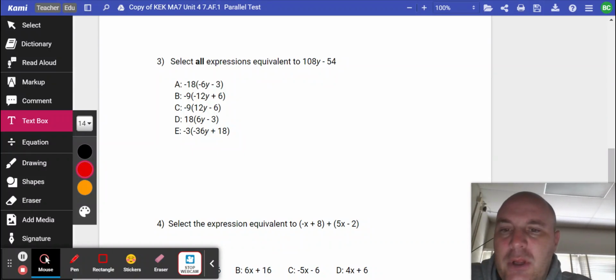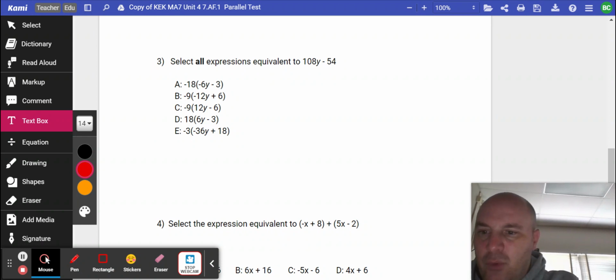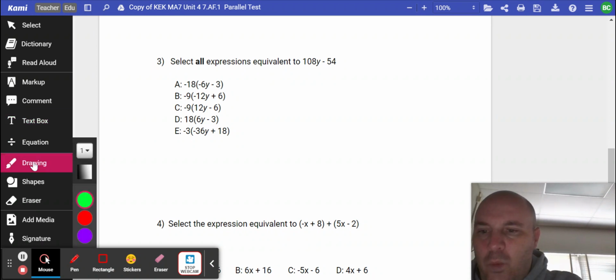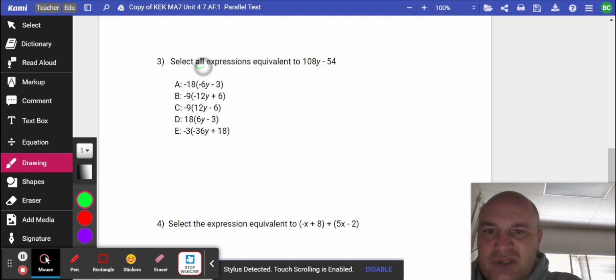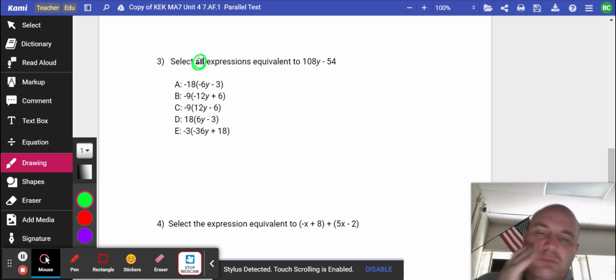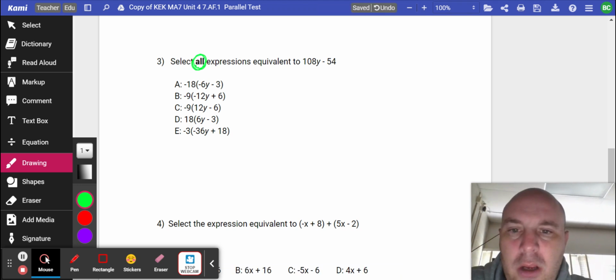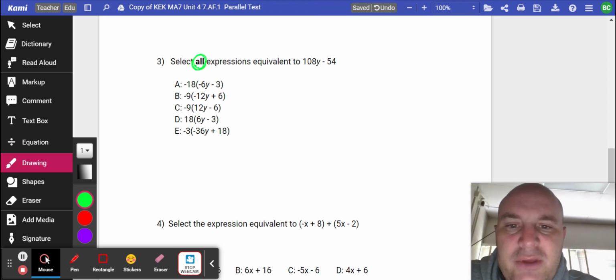So, as we look at number 3 here, we have to look at some keywords. One of those keywords is "select all." That means there's probably more than one. So we have to select all the expressions equivalent to 108y minus 54.